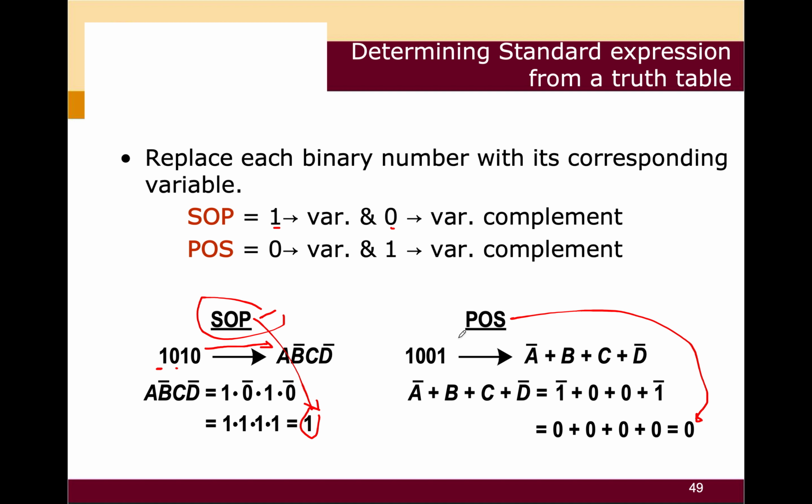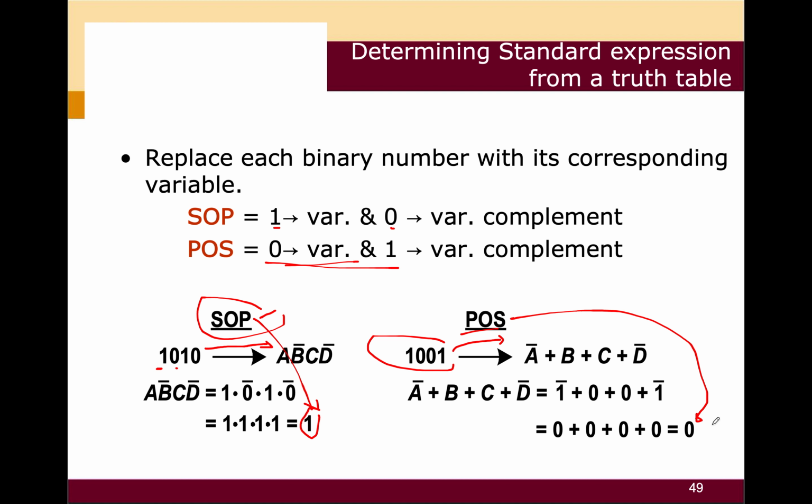So the next example is under POS. You were given 1001. So how are you going to convert it into your Boolean expression, which is A bar plus B plus C plus D bar. So you look into this one, and you're going to get 0 as your output.